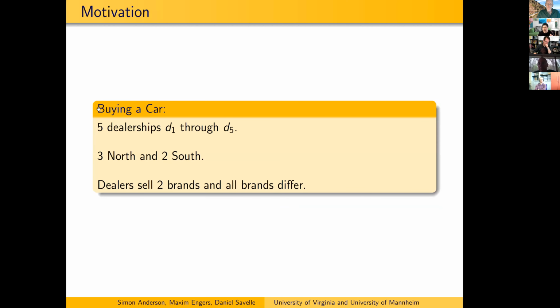So to preview, I want to think about searching for a car to buy. Especially in the US, you've got dealerships. They tend to be closely clustered. So I want you thinking about 5 dealers. 3 of them are going to be north of town. 2 are going to be south of town. And then each of these dealers are going to sell 2 brands, and all brands are going to differ. And what we want to think about is the consumer search process and eventual selections in this type of world.